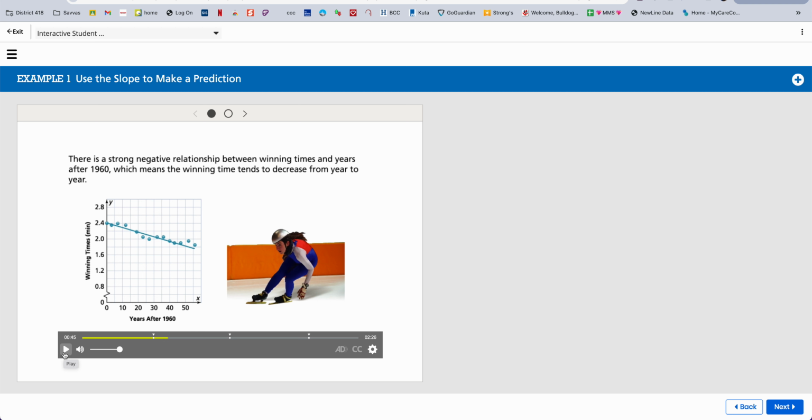Why is it a strong relationship? Because all of the dots are close together. Because the dots are close to the line, right? The dots aren't spread out all over the place. The dots are all really close to the line. So that means our trend line can be a really strong prediction.